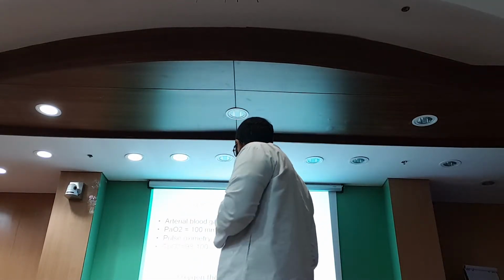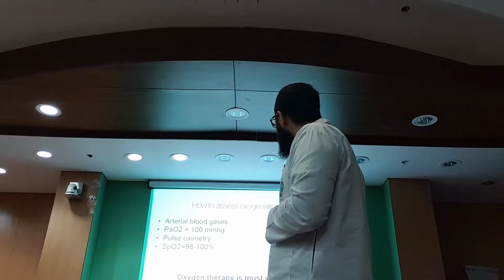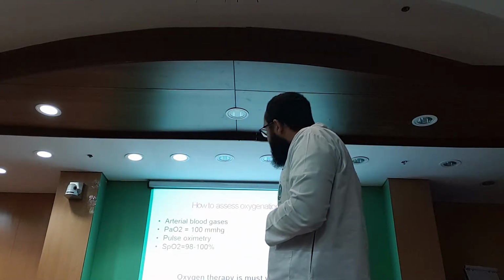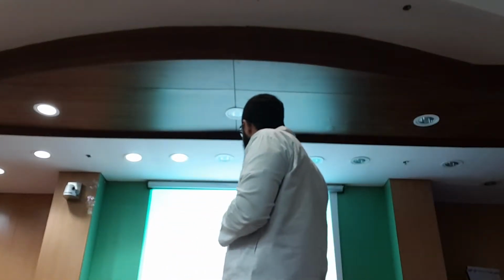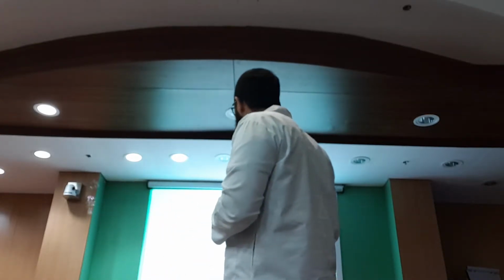So how to assess oxygenation? ABGs, as you said, and you want to start oxygen therapy if you see PaO2 less than 60 or saturation less than 90. So this is the indication to start oxygen therapy. These numbers, 60 or 90. 64, which one? PaO2. Saturation, 94 saturation. Okay? So less than 90 or 60. So now you will try to deliver oxygen therapy.